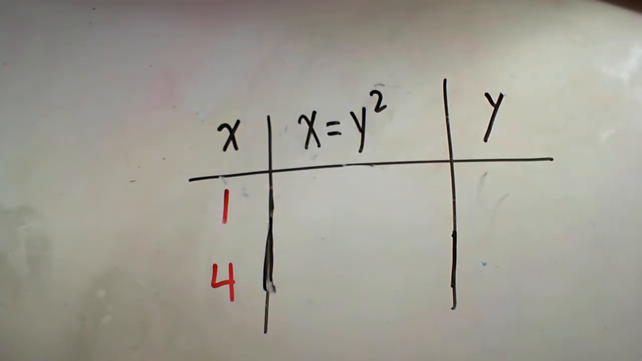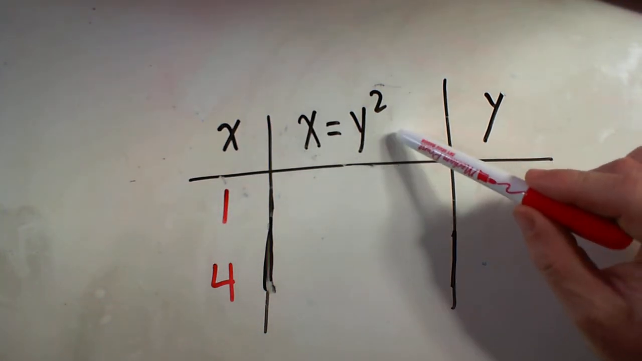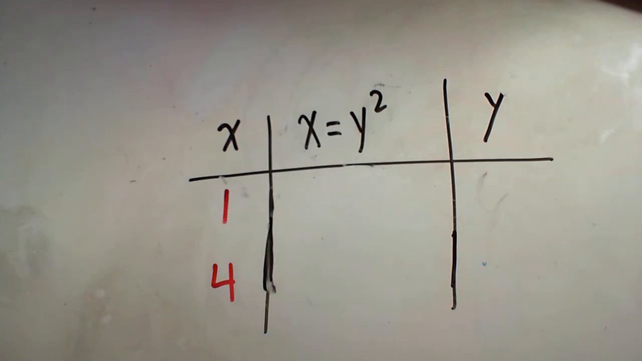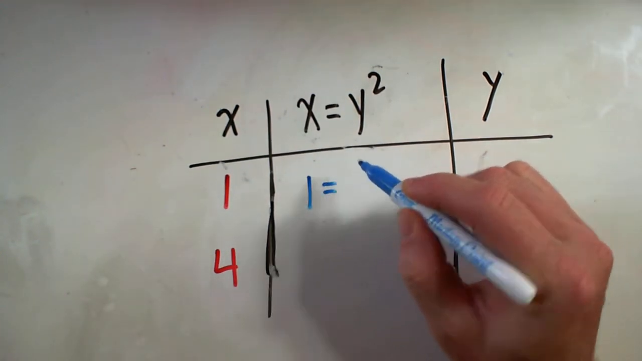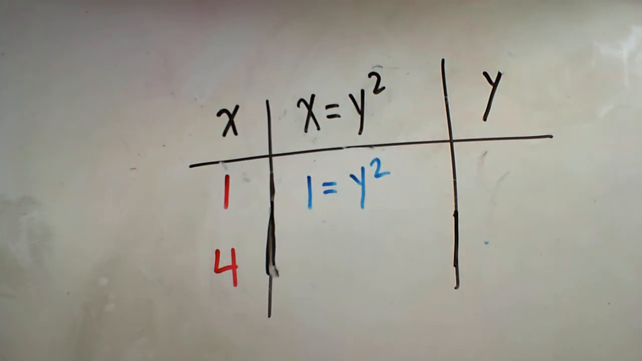This time, our relation is defined with x being in terms of y. Now, that by itself does not eliminate the possibility of it being a function. You can take any equality and solve for any variable. But the fact that the y squared here does end up being a problem when we check for functionality. So let's plug in values just like we did before. 1 equals y squared. Now we take the square root of both sides.